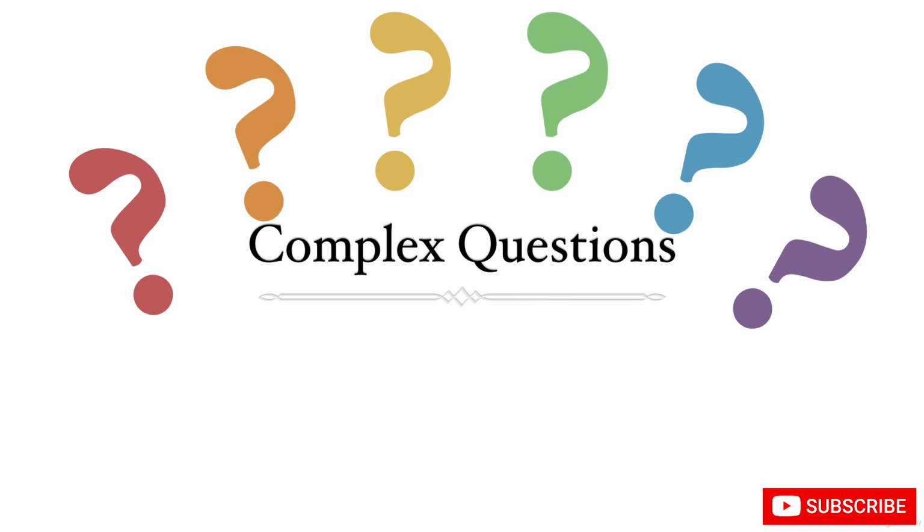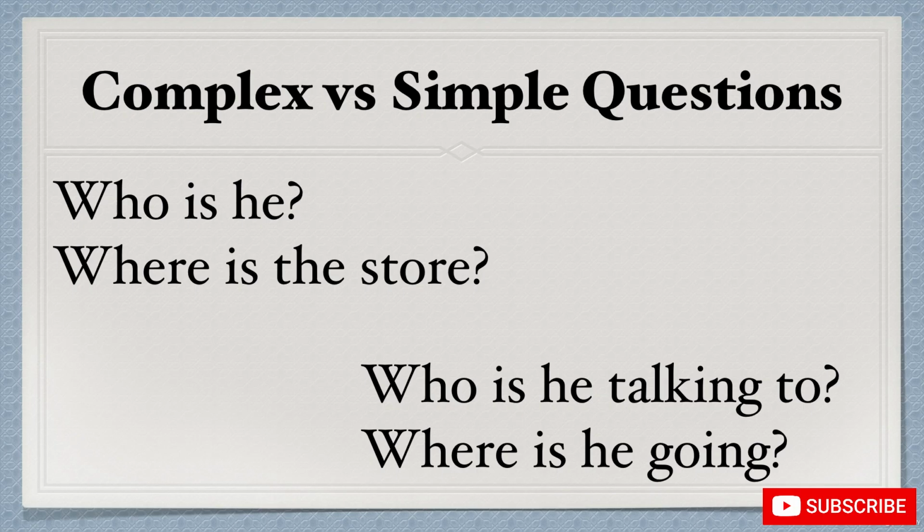So these ones will deal with more complex questions. So what's the difference between complex questions and simple questions? Simple questions are the ones in the top left corner there. So for example, who is he, or where is the store? Generally, simple questions will have is in it, and then they'll usually be very short.